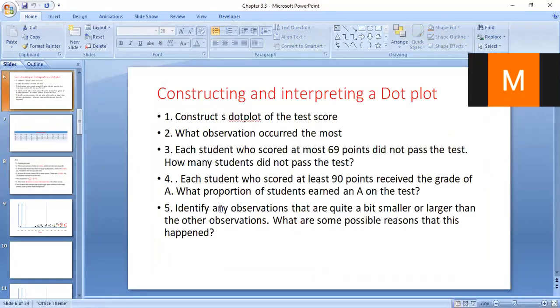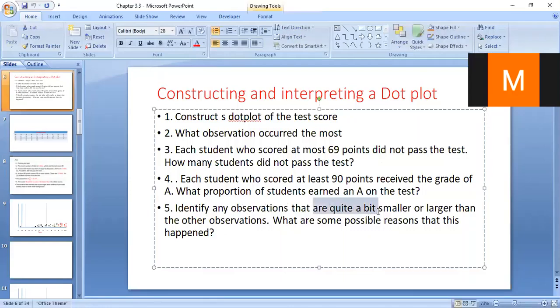Question 5 is: identify any observation that is quite a bit smaller or larger than the other observations. What are some possible reasons that this happened?